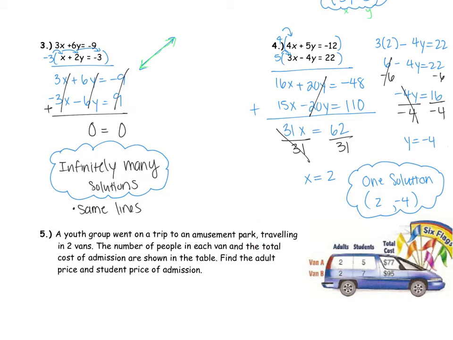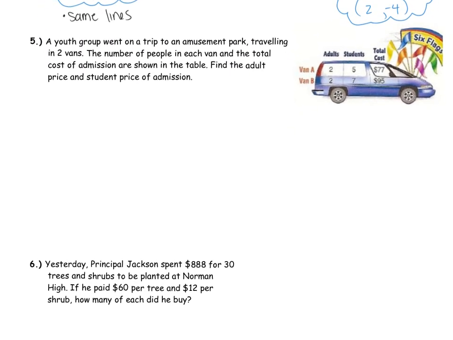All right, let's get into our story problem here. We have one about a youth group that is going on a trip to an amusement park. They're traveling on two vans, and the number of people in each van and the total cost of the admission are shown in this table. It's kind of cute, a table shaped like a van. Find the adult price and the price of the student's admission.